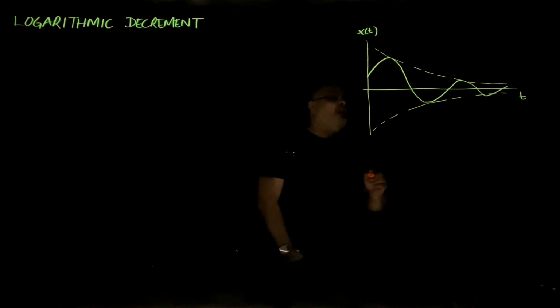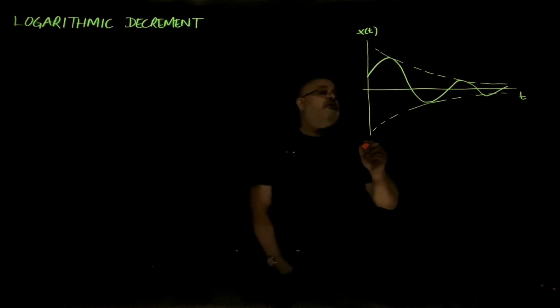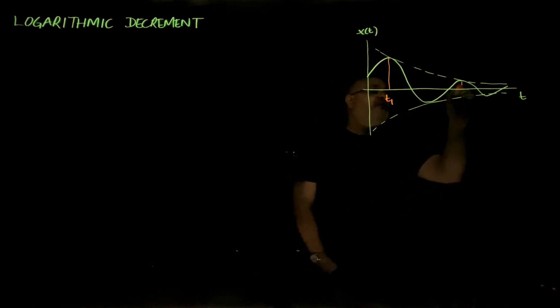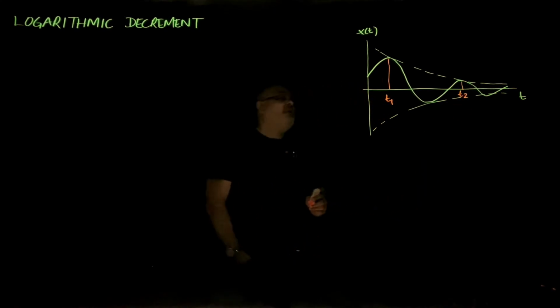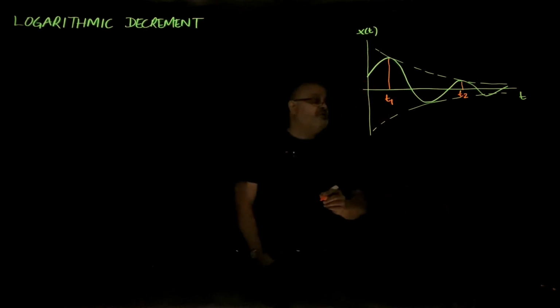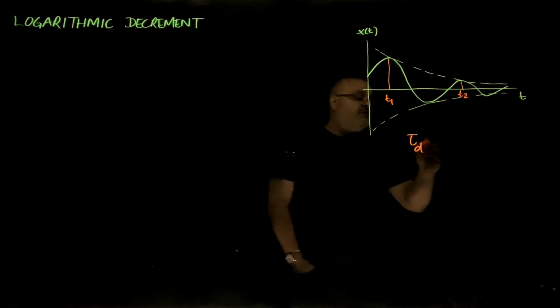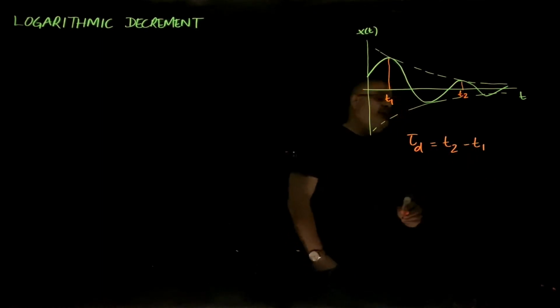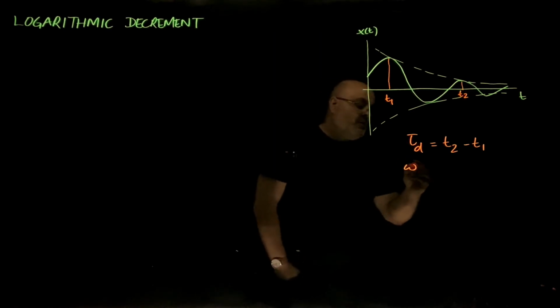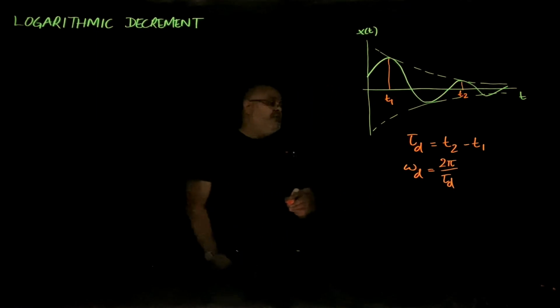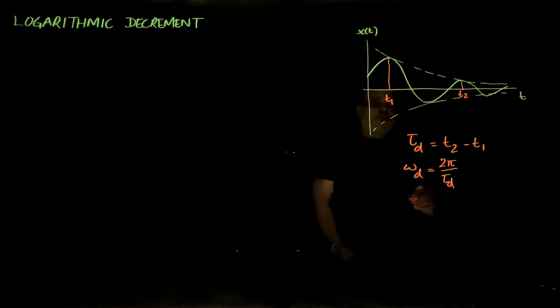Let's see, first, I can easily determine the period of the response. Let's say this is the first peak at T1 and the second peak at T2. Then I know that the period of the response, of course, notice that this is a damped response, so the system is underdamped, and the period will be the damped period. T will be tau damped, which is T2 minus T1. And of course, knowing what the period is, I can determine the frequency, which is 2 pi over the period tau d. And that's a simple way to find these two parameters.